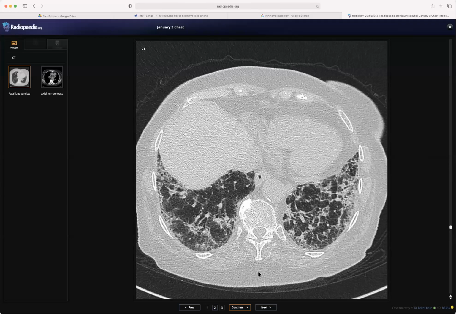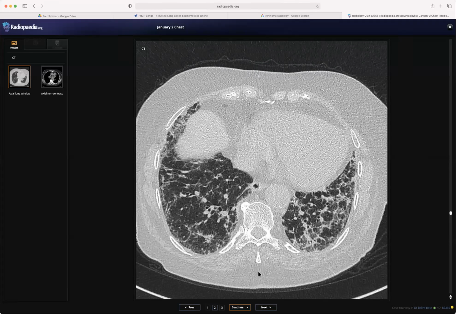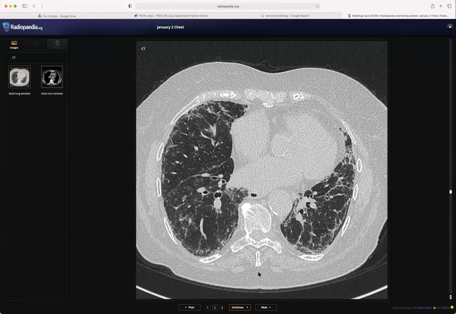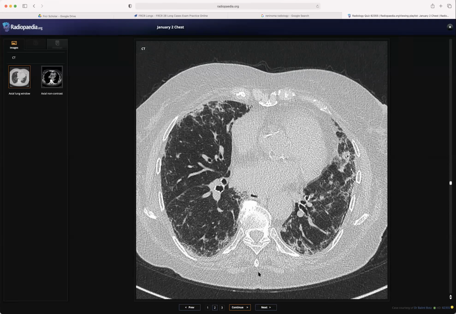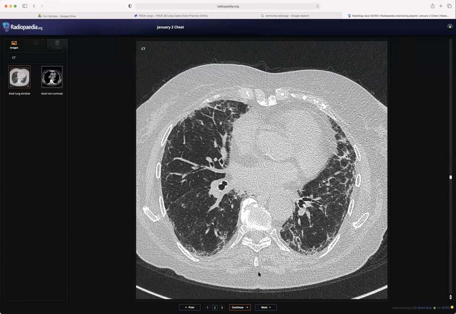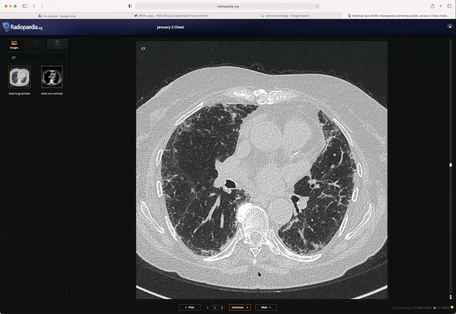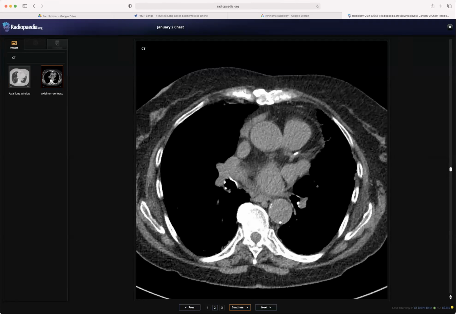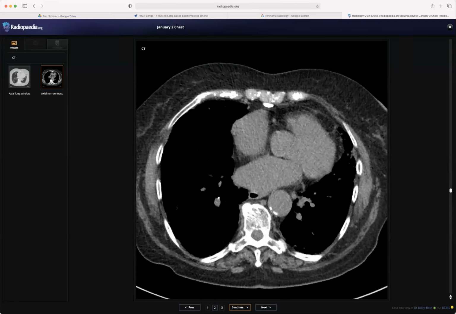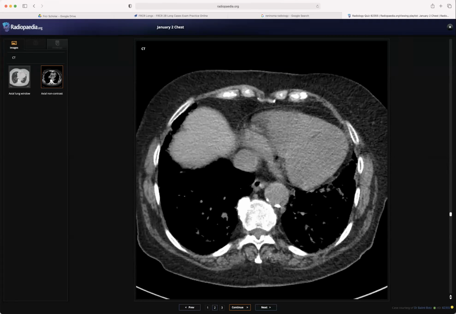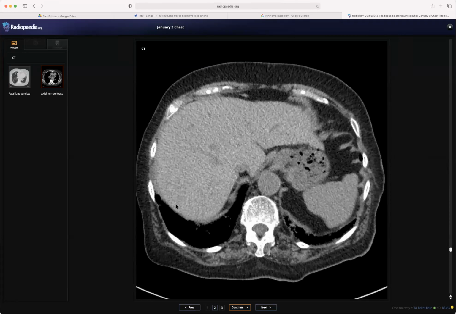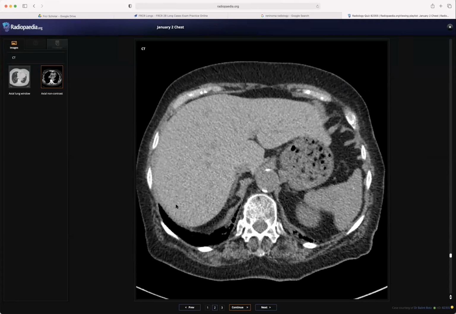So this is a case of idiopathic pulmonary fibrosis. So I would like to look at the mediastinal window to see for any dilatation of the esophagus, and also I would like to look at the bone window to look for significant erosions. Bone window is not available, but there are no erosions.